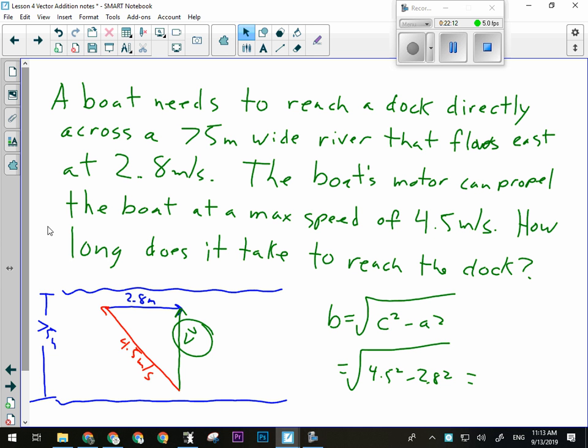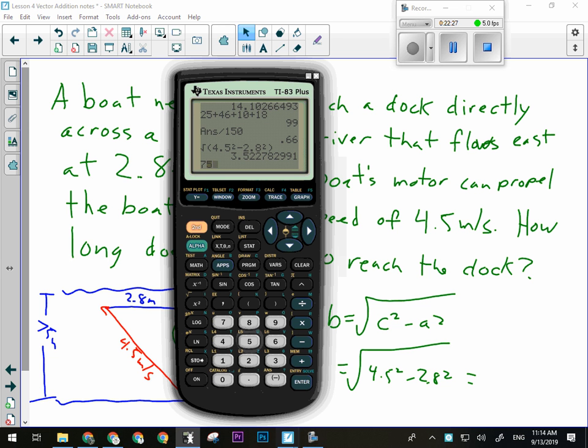Okay? So, now that I know how fast I'm going across, and I know how far it is across, can I figure out how long it takes to go across? Yes. All right, so I'm going to take that 75 meters, and I'm going to divide it by the speed I just calculated. It's going to take 21.3 seconds to get across the river, which is pretty impressive. Okay, for crossing a river. All right, that sort of makes sense.